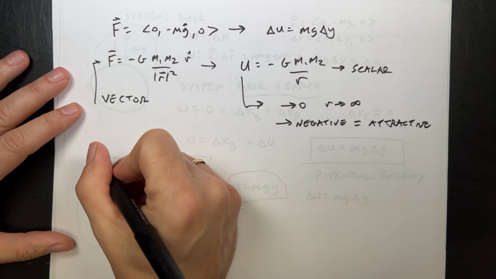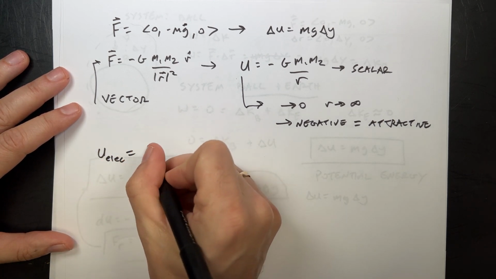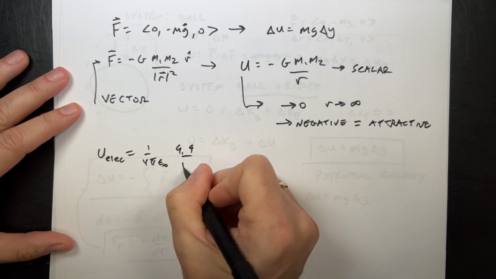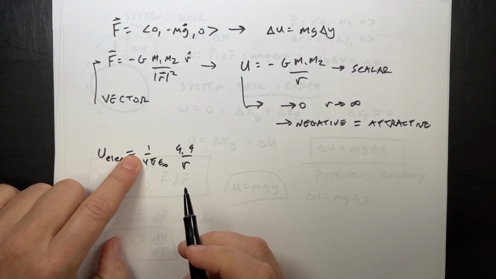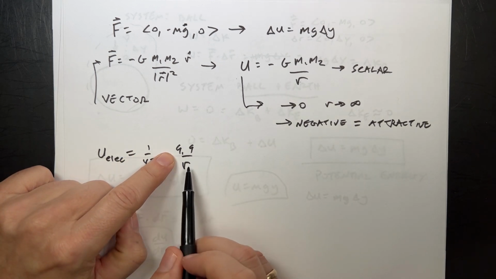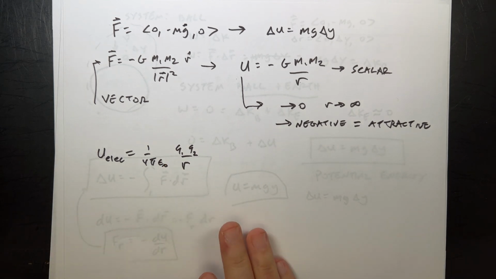We also have the Coulomb force, which gives us the Coulomb potential. U electric is 1 over 4 pi epsilon naught, Q1 Q2 over r. Notice there's no negative sign here, because here I could have a positive or negative charge, Q2. So it could be attractive or repulsive. Either way is fine.